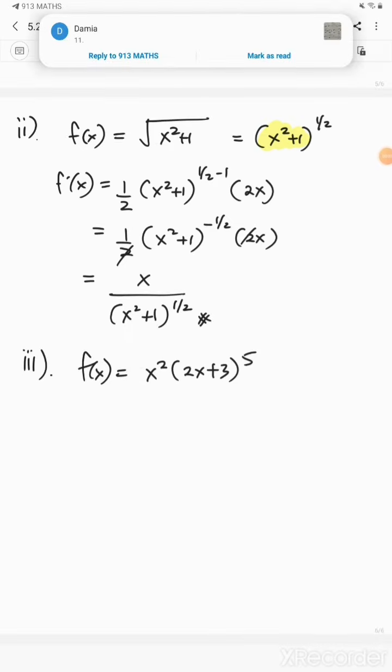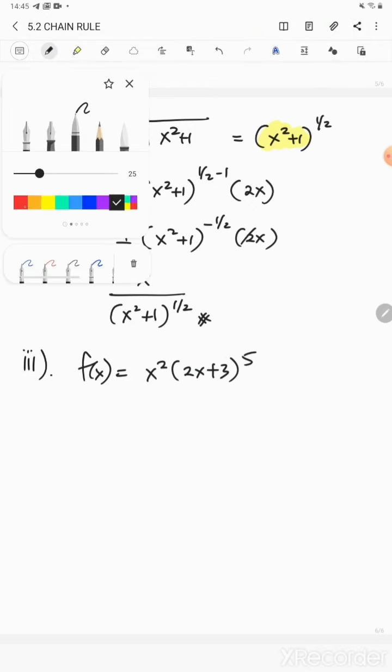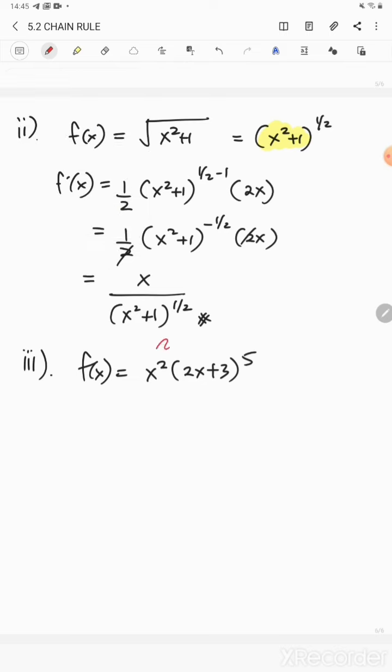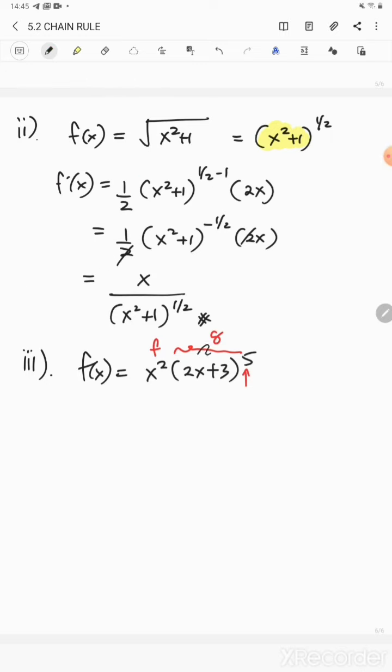Now we have here example 3. Okay, fx equal to x square multiply 2x plus 3 power 5. So we can see here we have product rule, because now we have this one f and all of this term is g. Okay, so inside the product rule you have chain rule, right? So to solve this, you have to solve one by one, alright?